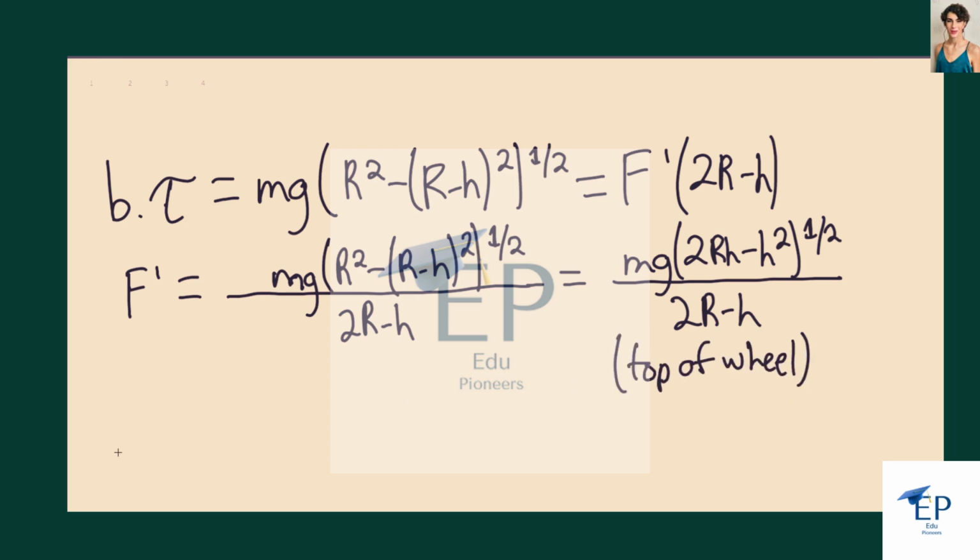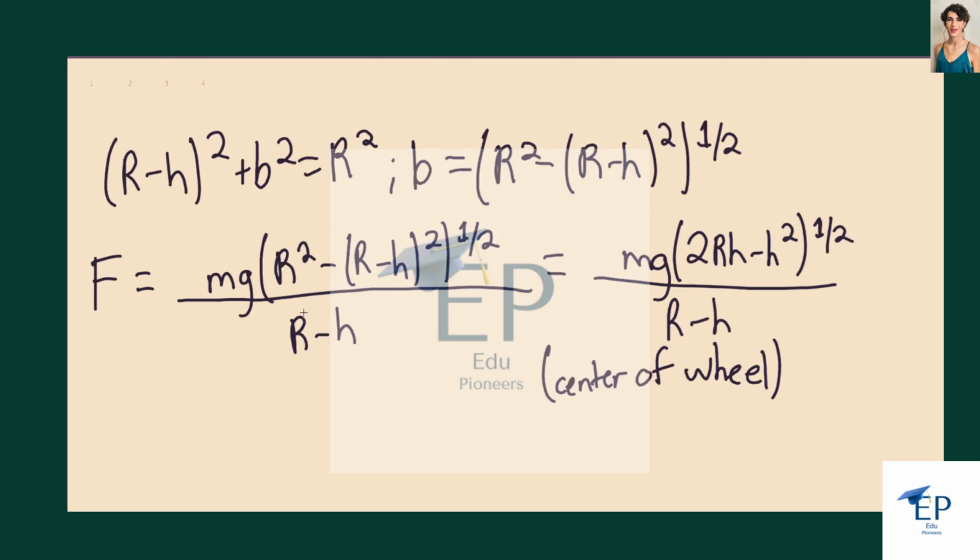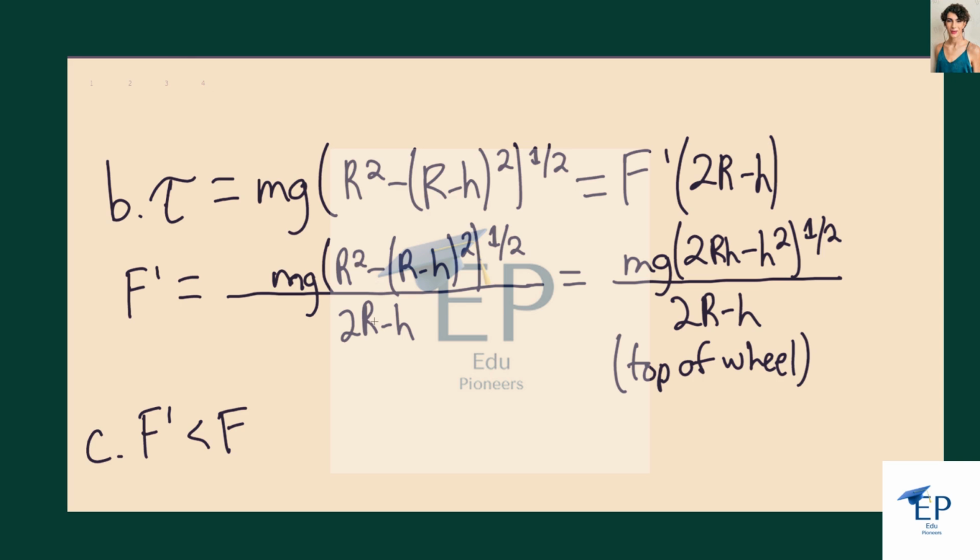And as you can see, F prime is less than F because F prime has a denominator, 2R minus h, that is going to be greater than, of course, R minus h. And if the denominator is greater, the result is going to be less. So the magnitude of the force at the top of the wheel will be less than the magnitude of the force at the center of the wheel.